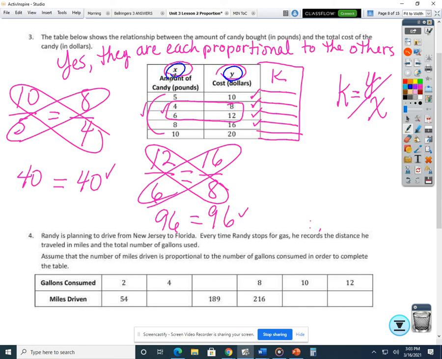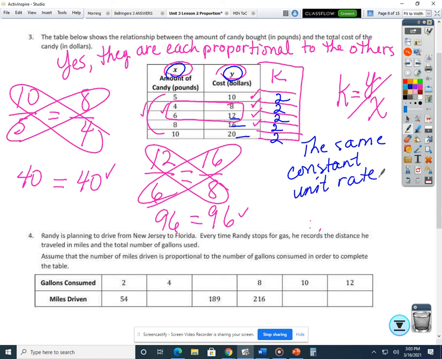So for our first one, 10 divided by 5 is 2. The second one, 8 divided by 4 is 2. 12 divided by 6 is 2. 16 divided by 8 is 2. And 20 divided by 10 is 2. So in each case, they all have the same constant, unit rate. And that rate is K is equal to 2.